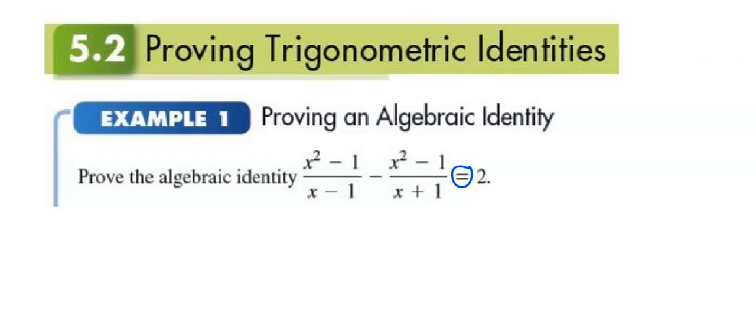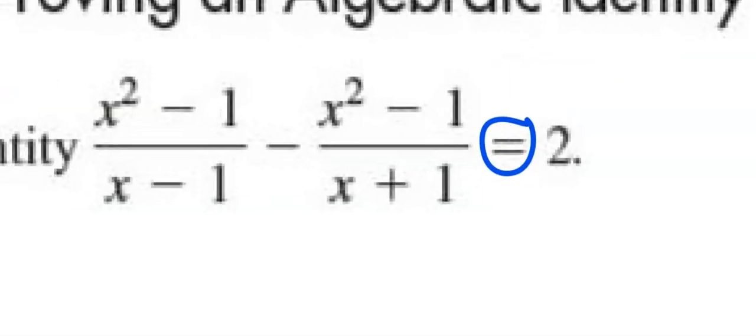So we want to prove the left side equals 2. In a lot of cases, I will actually replace this equal sign with an arrow, because I don't want you to get this idea in your mind that you can do whatever the heck you want with this. I want you starting from the left side and moving to the right side.